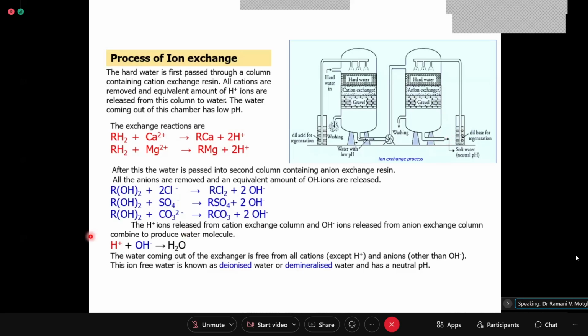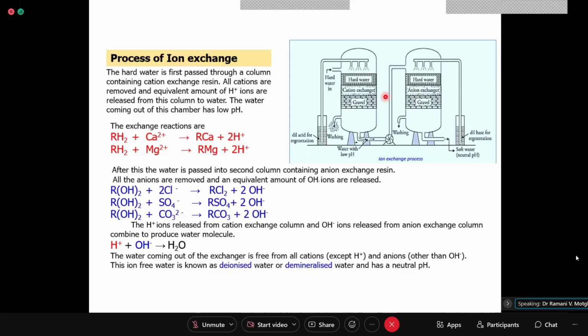So what is the ion exchange process? The ion exchange process utilizes synthetically prepared ion exchange resin. To define it, the ion exchange process is a reversible exchange of ions between a stationary solid phase and a moving liquid phase. And there are two types of ion exchange resins, cation and anion resin.